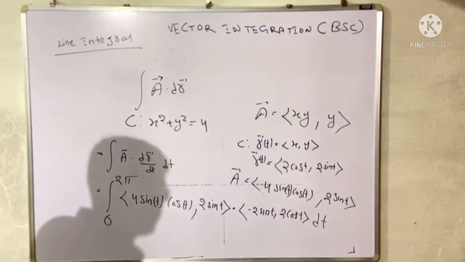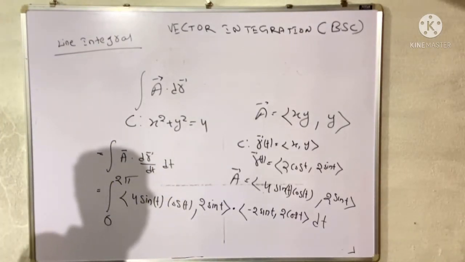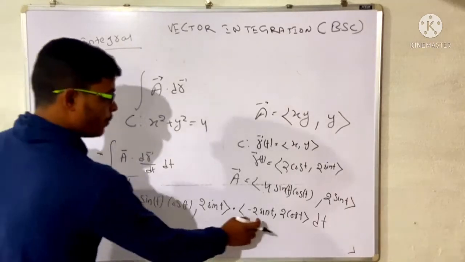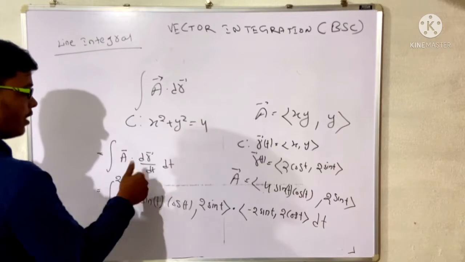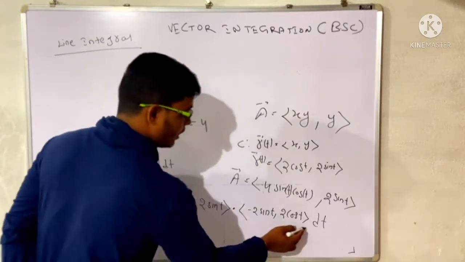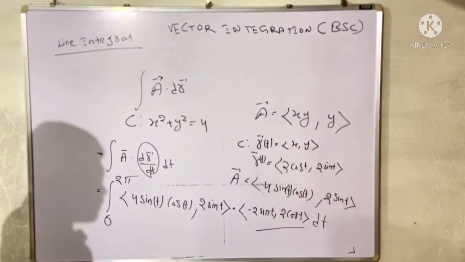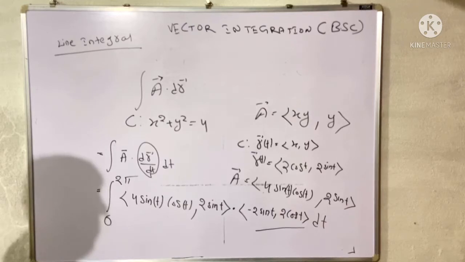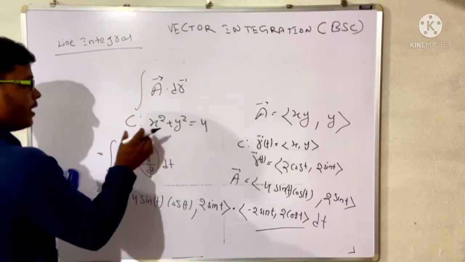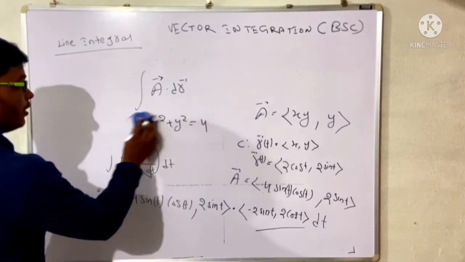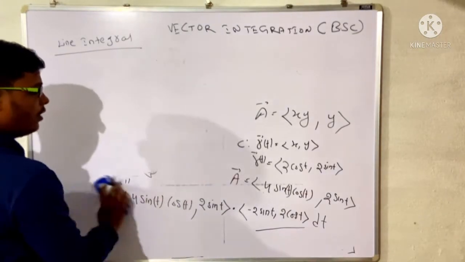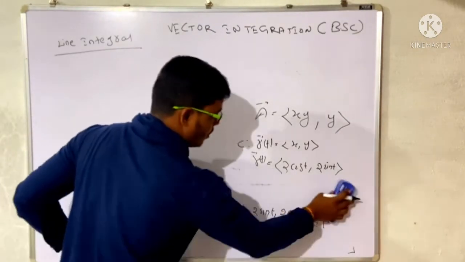So this is the line integral form, how you will solve it. Then do the dot product. This is one vector, that is the A vector, and this is the velocity vector, that is your dr by dt into dt. Then you can take the limit 0 to 2 pi and solve this, and you will get the line integral. So if there is a linear path, that is, two points will be given to you, then take the parameterization and solve this, you will get the line integral.